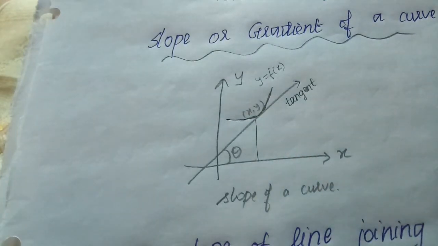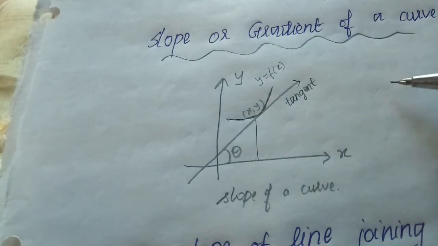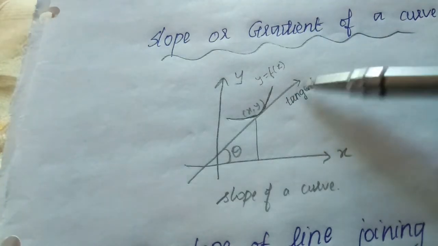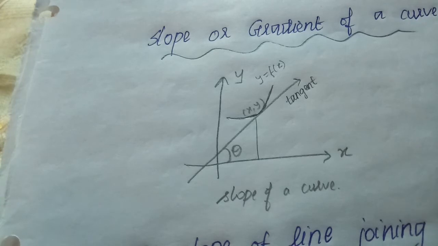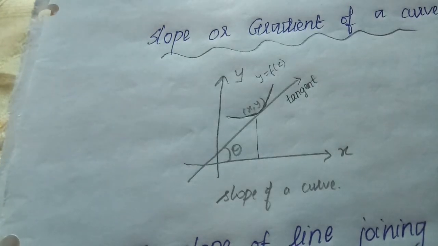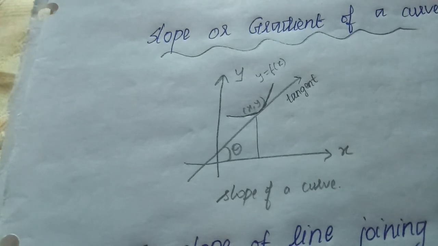This line is a secant to the curve if it touches the curve at exactly two points. A tangent is a line which touches the curve at only one point.